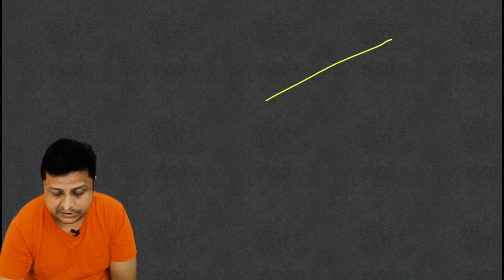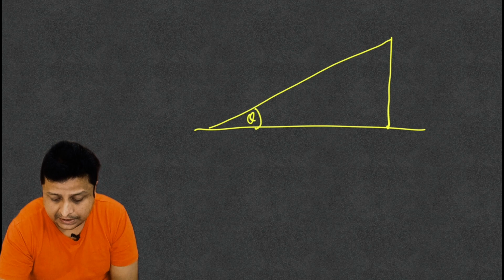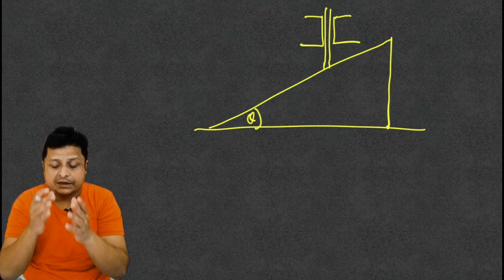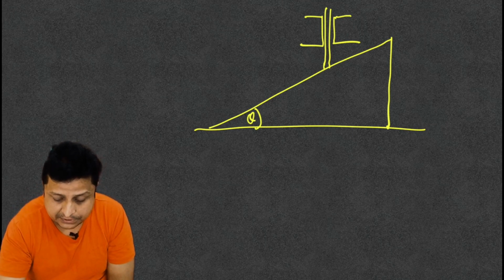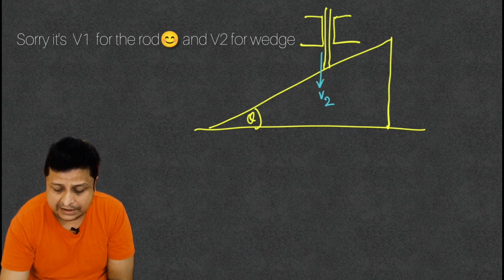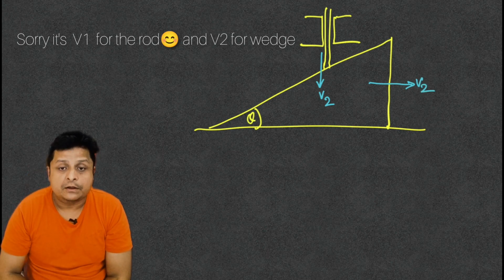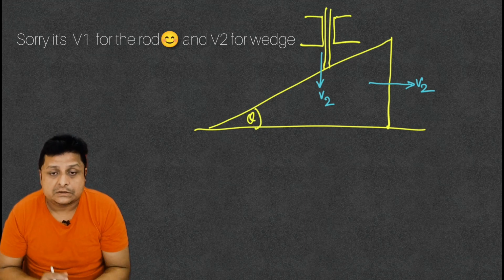ये रहा एक वेज है ना। वेज माने the inclined plane, and it makes angle theta with horizontal. And suppose there is a rod, and the rod is guided so that it will move in a vertical path only. So you have to find, and suppose the velocity of the rod, obviously the rod will go down, velocity of the rod is v1, and say velocity of the wedge will go to the right. So velocity of the wedge would be v2, so along the ground.